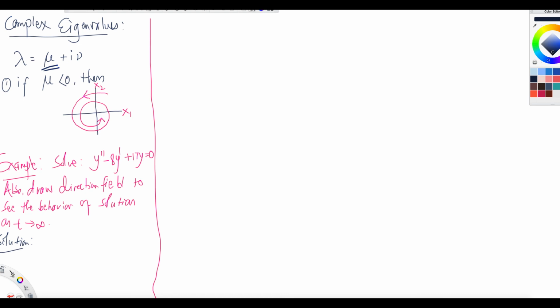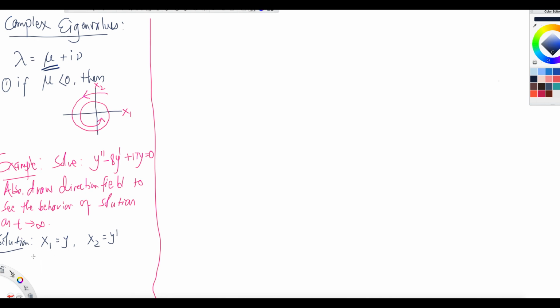We have to solve y double prime minus 8y prime plus 17y equals 0. Also draw the direction field to see the behavior of the solution when t tends to infinity. So we first change this second order equation into a system of two first order linear ODEs, right? So how do I do that? You just say let x1 equal y and x2 equal y prime, right? So what do you get?